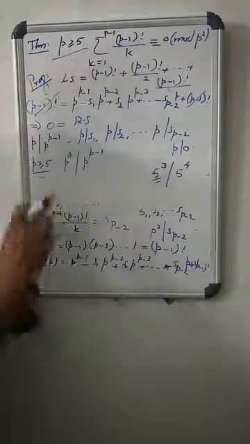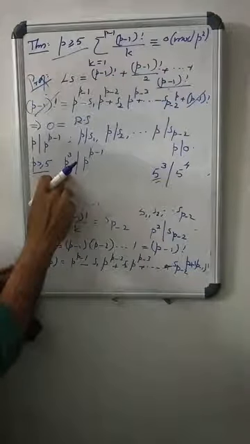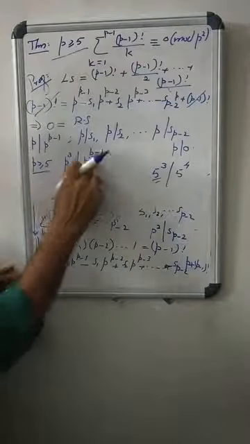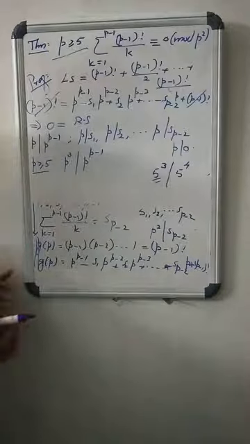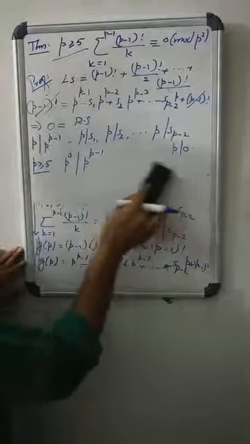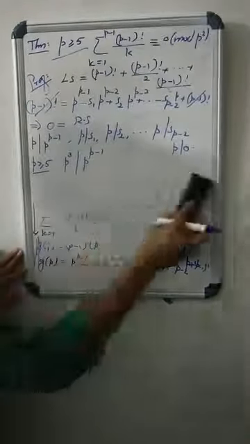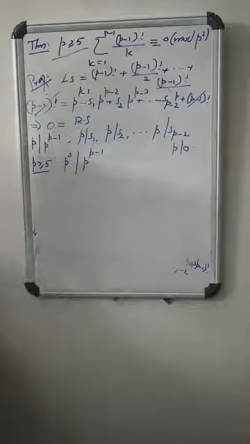When p is 6, what do we get? 6 cubed divides 6 to the power 5. So for any prime p greater than or equal to 5, immediately p cubed divides p to the power p minus 1.